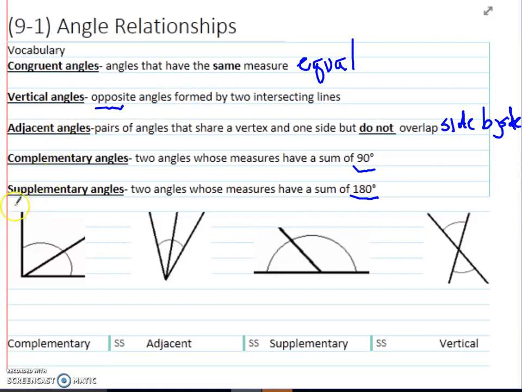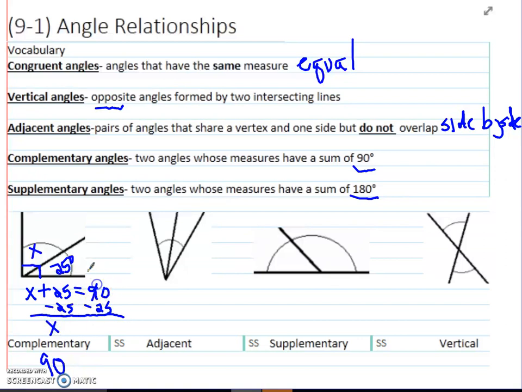So let's assume that this is a complementary angle. Remember, a complementary angle is two or more angles that add up to 90 degrees. So let's say that we know this angle here, 25, but we did not know this angle. To find the missing angle, you could say x plus 25 equals 90. Then to solve, you would have to subtract 25.